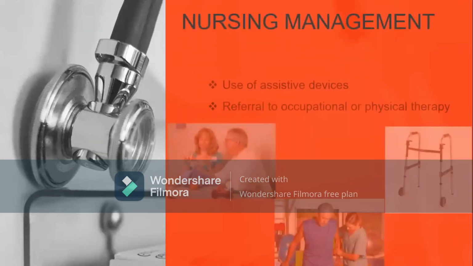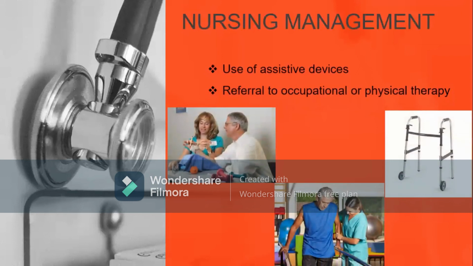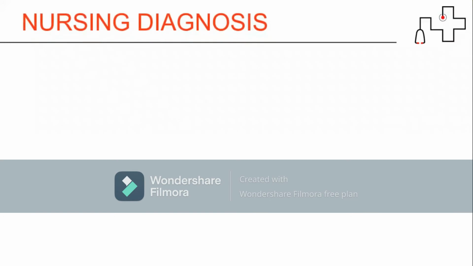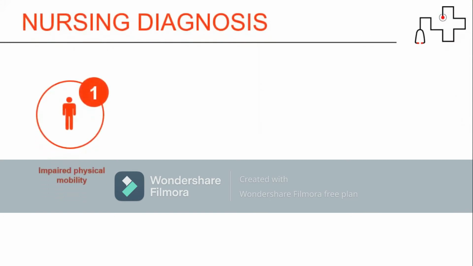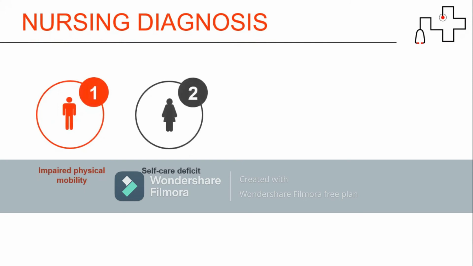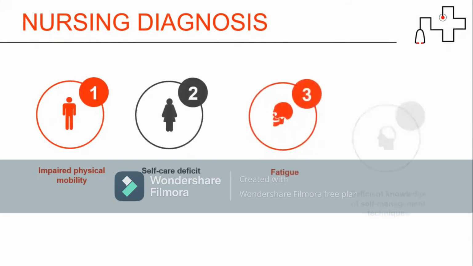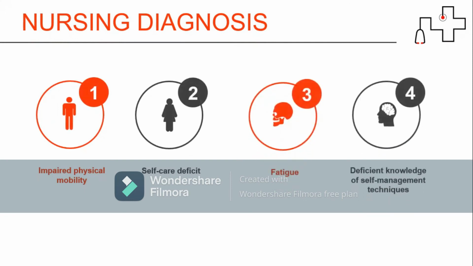Nursing management: the use of assistive devices may be recommended, and referral to occupational or physical therapy. The different nursing diagnoses: impaired physical mobility, self-care deficit, fatigue, and deficient knowledge of self-management techniques.